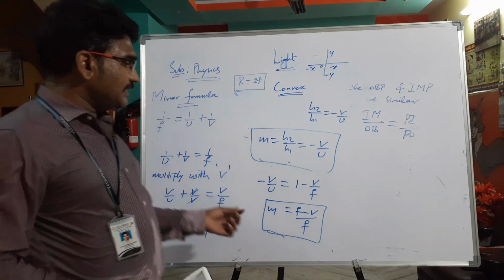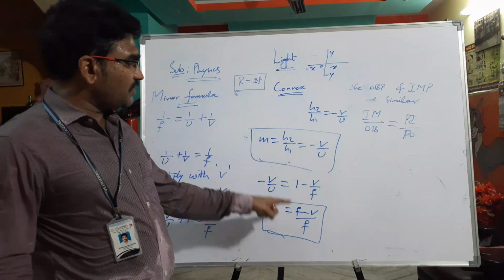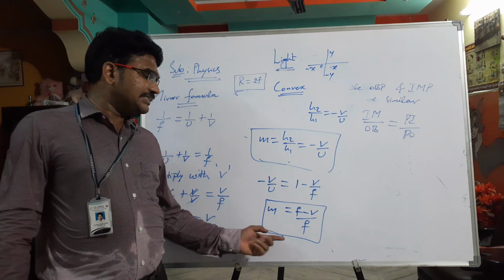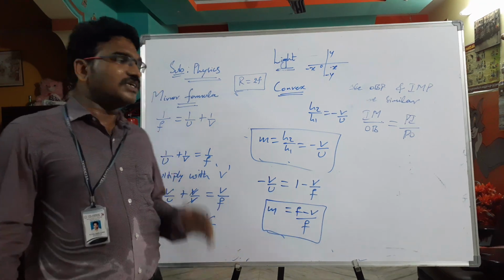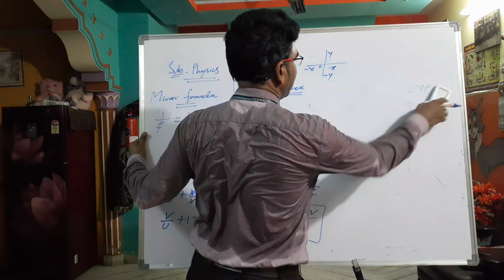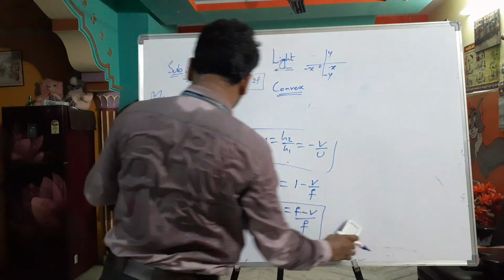In certain problems we can use this directly when we want to give the relation between h2, h1, v and f, when u is neglected. This is a time saving formula. Another one also we will take here.